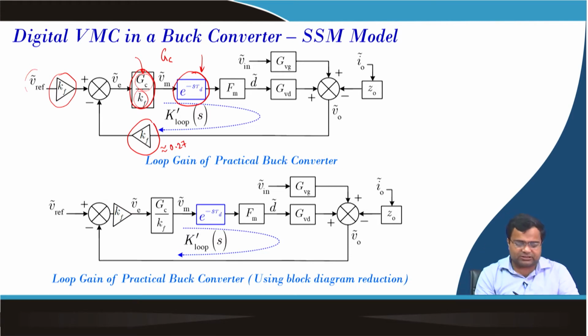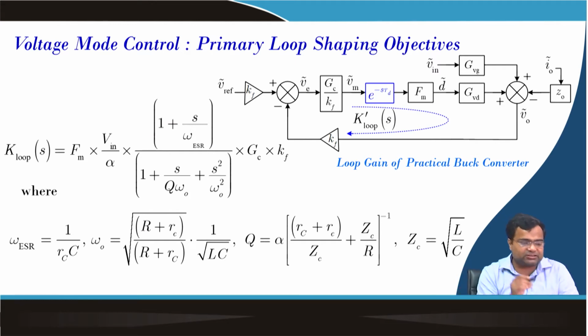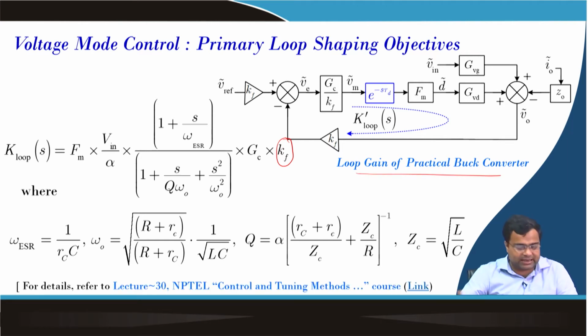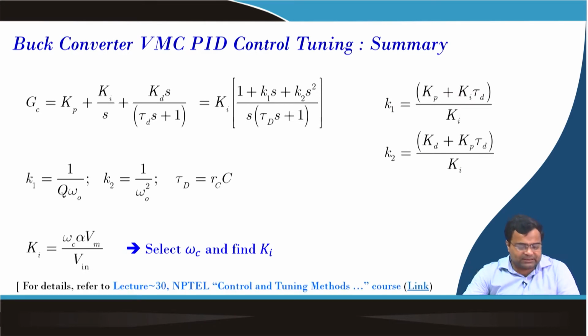And this is the loop transfer function from the block diagram reduction. kf is now placed here, and now we are talking about the loop transfer function. Now this kf gain comes into the picture, for the practical buck converter we are talking about. We have discussed in lecture number 30 in our earlier NPTEL course the design method of digital voltage mode control, the loop transfer function, the loop shaping objectives, all these things.